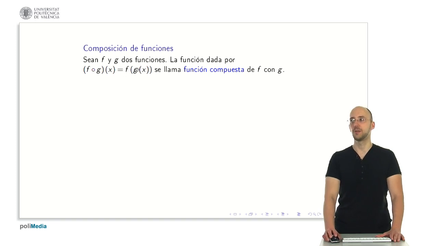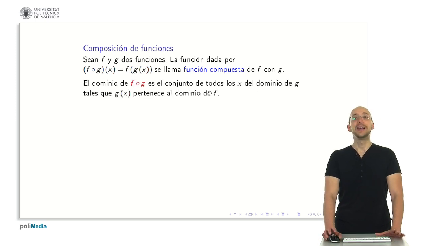Imagine we have two functions. The composition of f with g acting on x is defined as f applied to g of x. It's a somewhat unusual definition, but it becomes clear with the exercises we'll see next. And of course, this composition is called the composite function of f with g.